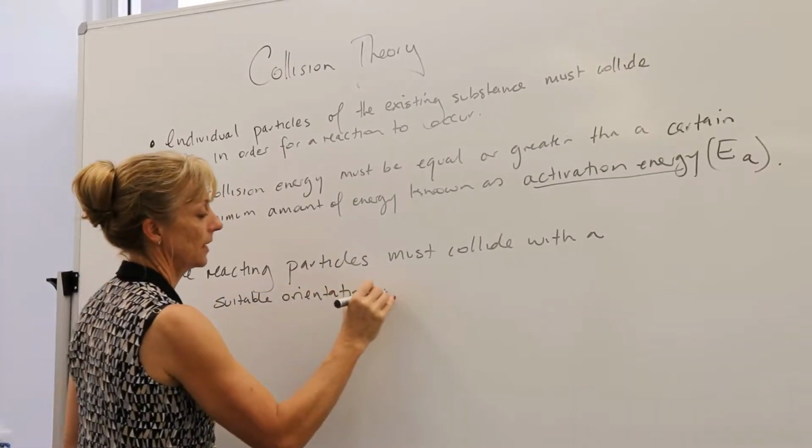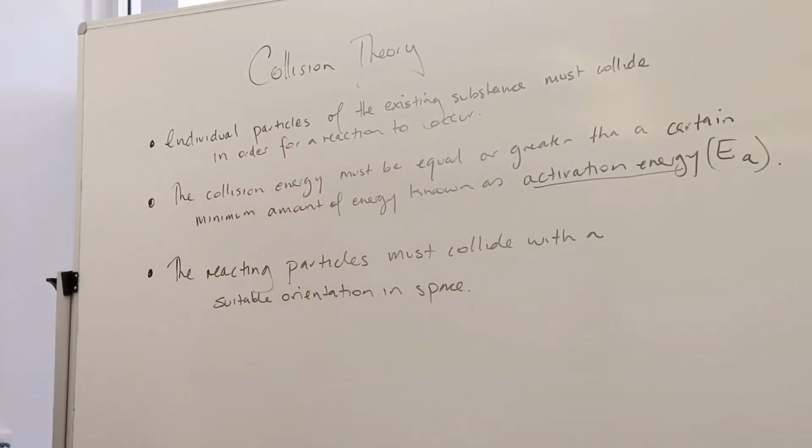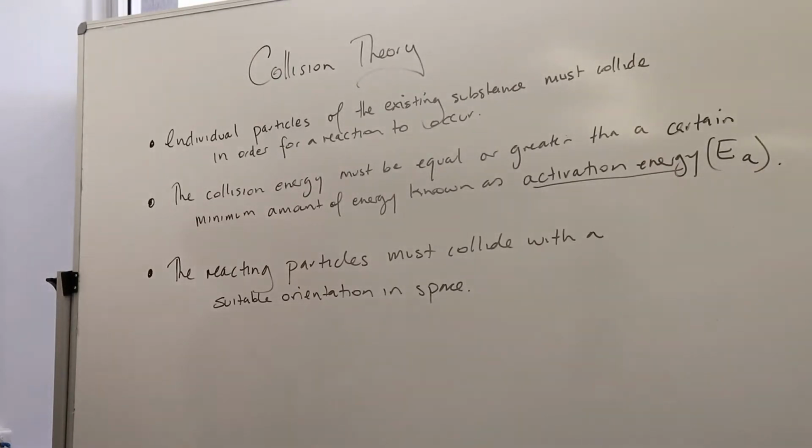Orientation in space. So this is another way you can explain how catalysts work. Catalysts do not get involved in the reaction. They're never used up, but sometimes just their presence means that the molecules get into the right orientation for a reaction to occur if a collision occurs. So they're the 3 things.